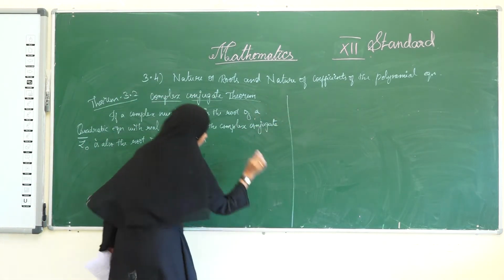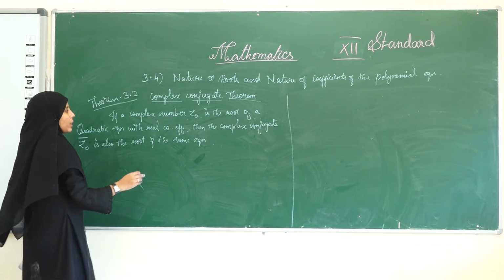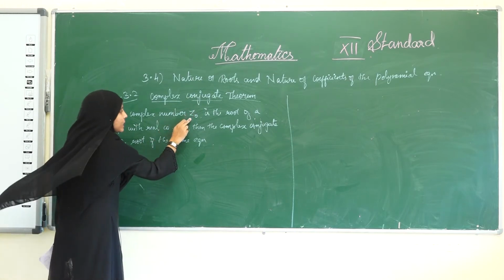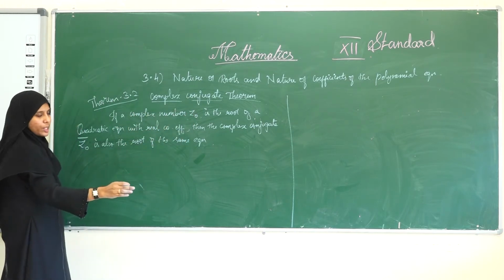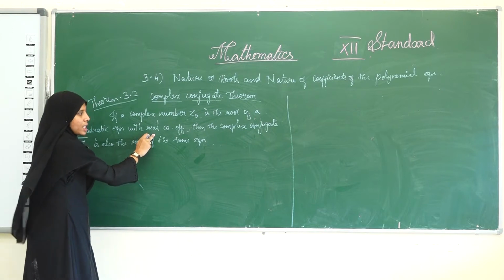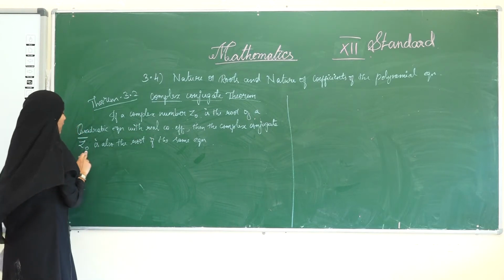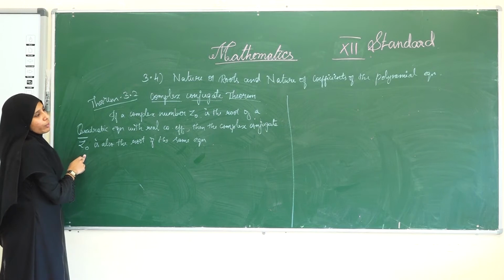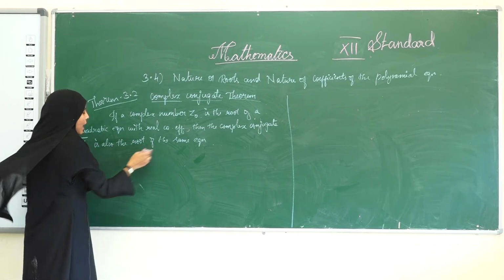Okay, so what have they given? They have given a complex number z0. If this is the root of a quadratic equation which has real coefficients, then the complex conjugate z0 bar is also the root of the same equation. We have to prove this.